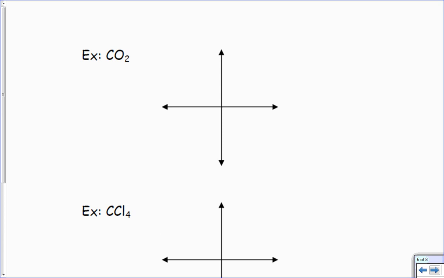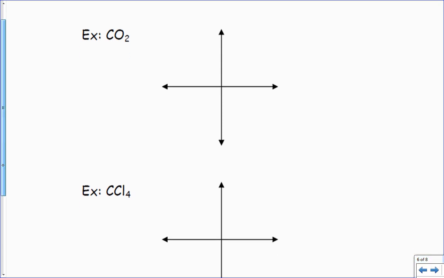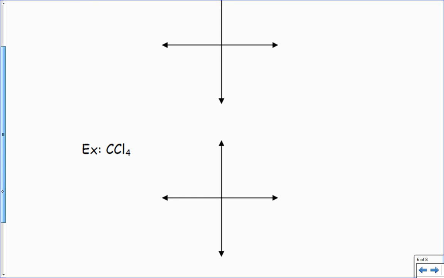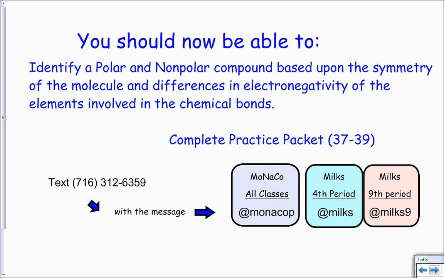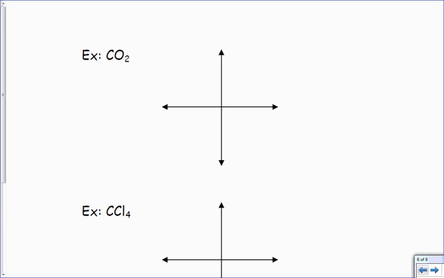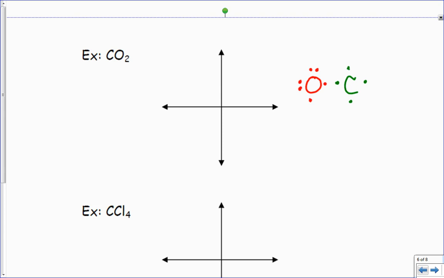All right, so we have some more for you to practice. I have CO2 and I have CCl4. I'm just going to go ahead and do these real quick because CO2 is not a pain in the butt, but I don't want you to think it's a trick, okay? Let's do C as my central atom, carbon. 1, 2, 3, 4 electrons. Then I have oxygen, and oxygen has 1, 2, 3, 4, 5, 6 valence electrons.